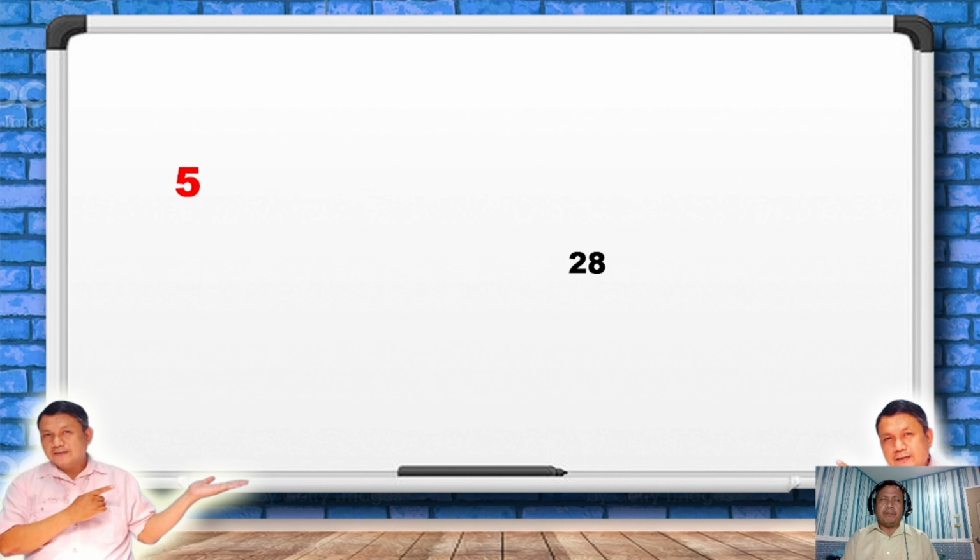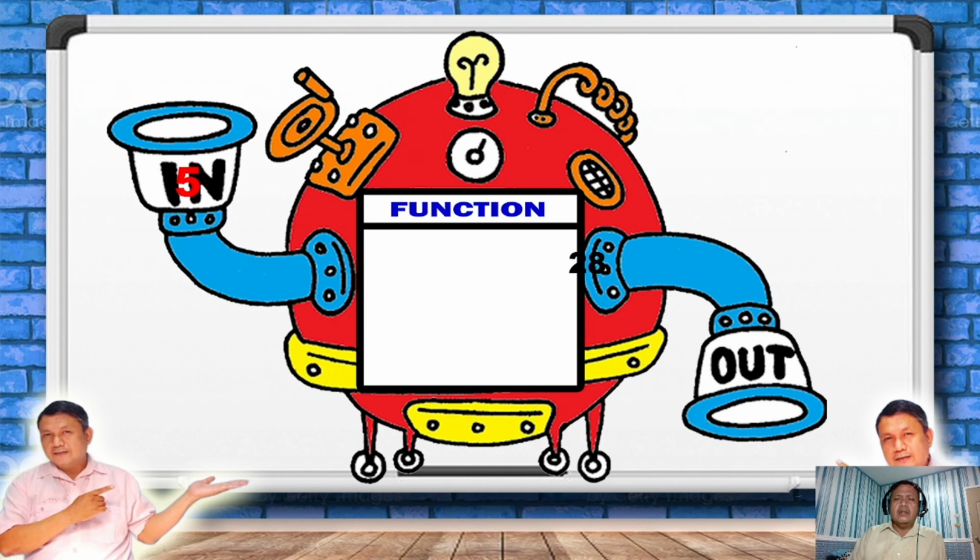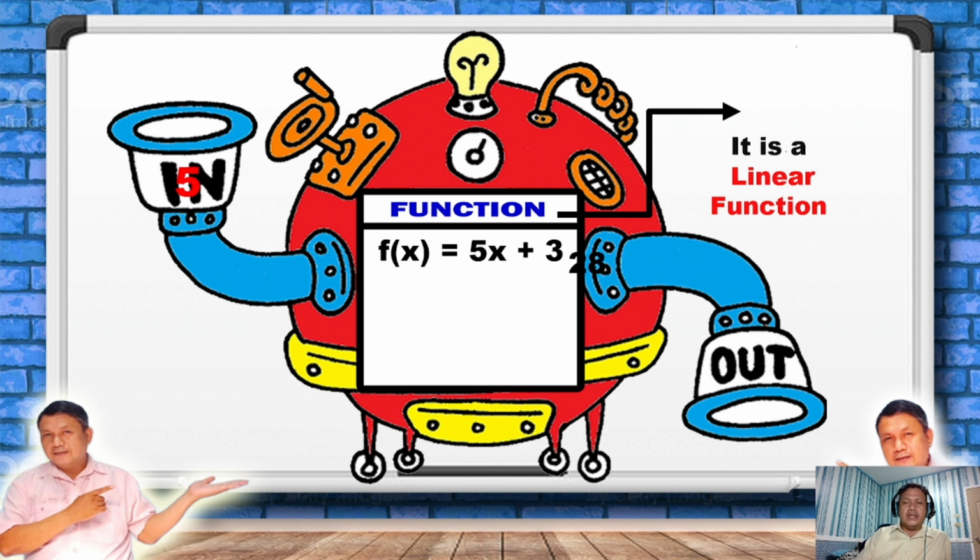Okay, let us now apply the idea of evaluating functions in a function machine. For example, this is our function machine. Let us use this function, and this is f of x is equal to 5x plus 3. Now, my question is, what kind of function is this? Okay, exactly. So this is an example of a linear function. So the function having a degree of 1.